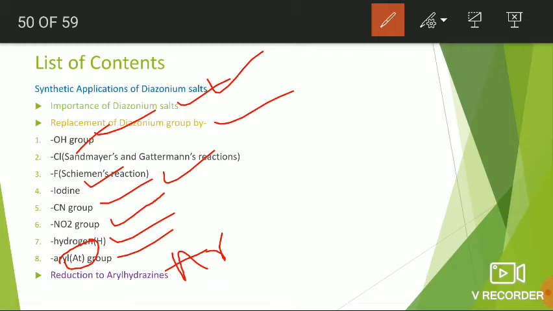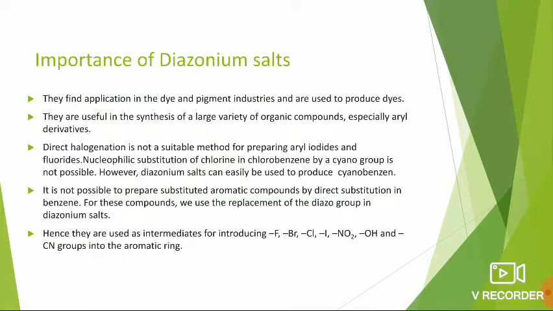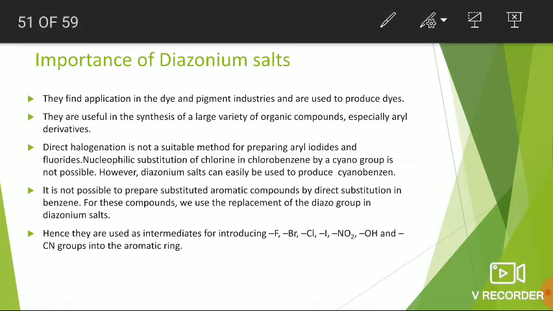Next one is reduction of diazonium salts to aryl hydrogens. Okay, fine. The first one is the importance of diazonium salts. Why do we have to know about diazonium salts? What is the importance of diazonium salts in organic chemistry?